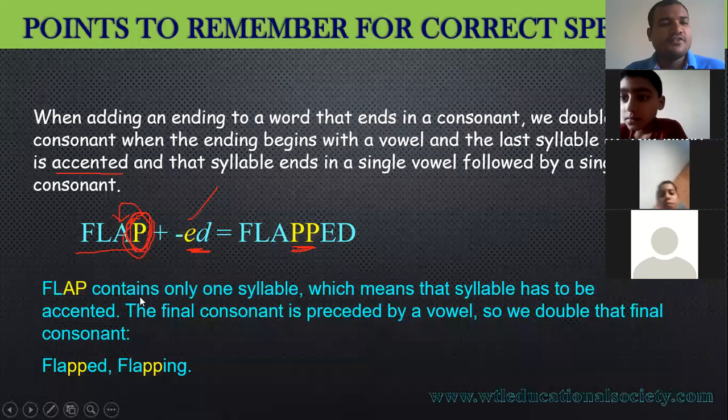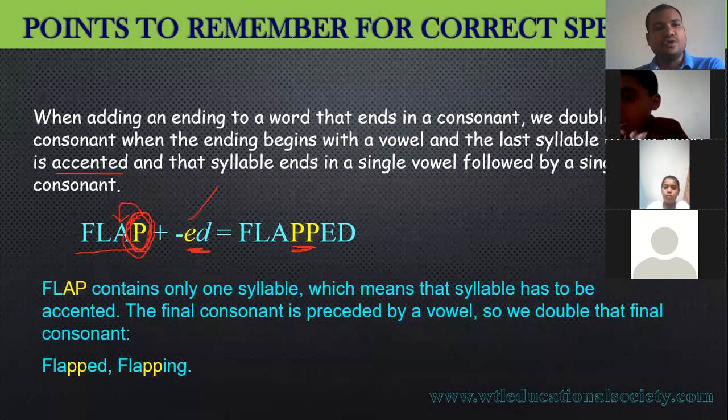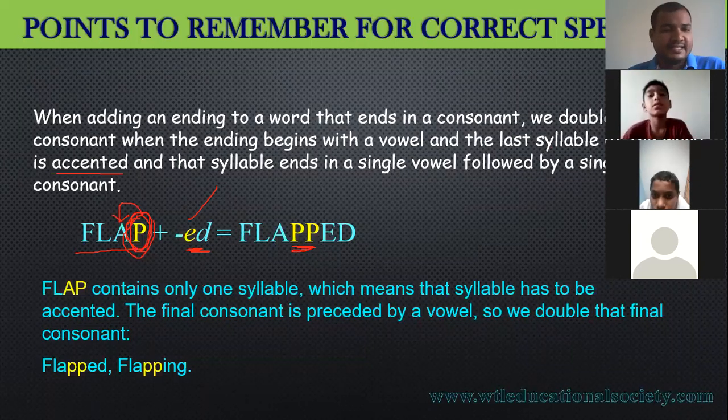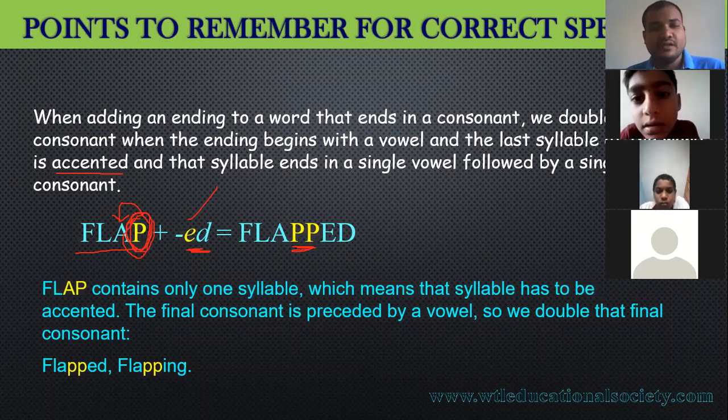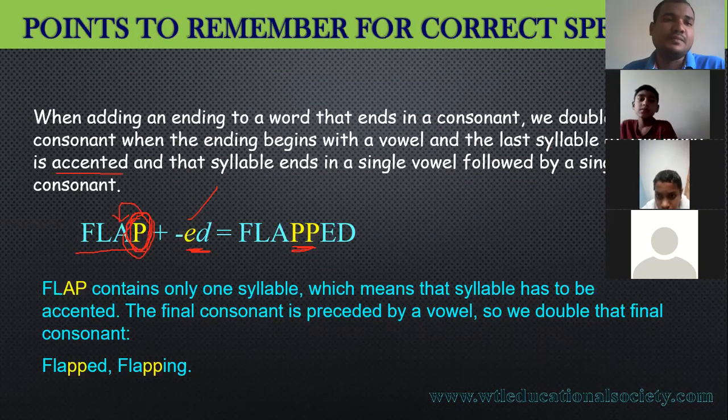Next. Flap contains only one syllable. How many syllables are there? Flap. Only one syllable. Which means that syllable has to be accented. The final consonant is preceded by a vowel. So we double that final consonant. Flap is a monosyllabic word, a single syllable word. So simply we can say one syllable word.